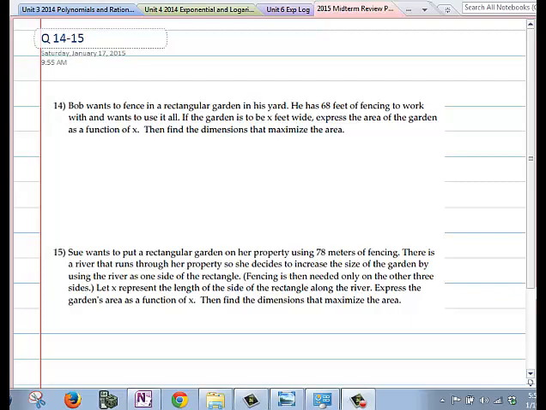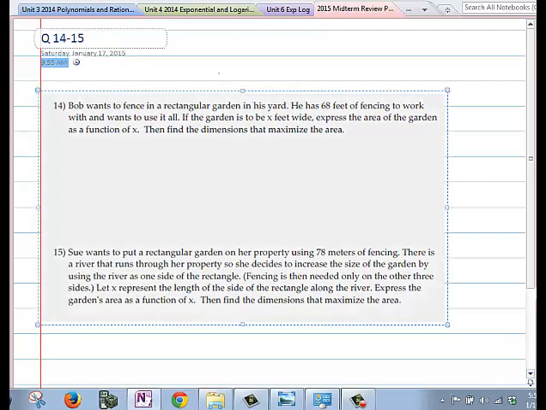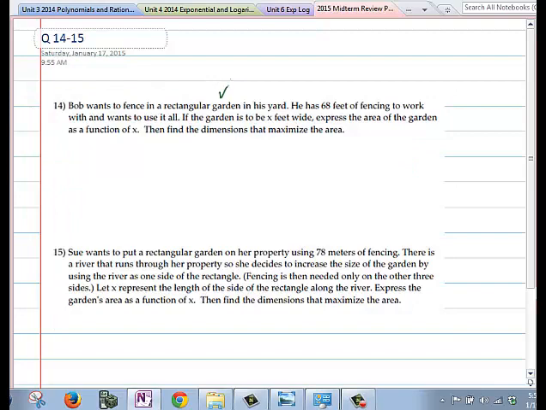So in the first one, Bob wants to fence in a rectangular garden in his yard, and he has 68 feet of fencing to work with. If the garden is to be x feet wide, express the area of the garden as a function of x. Then find the dimensions that maximize the area. So let's first just talk about fencing.